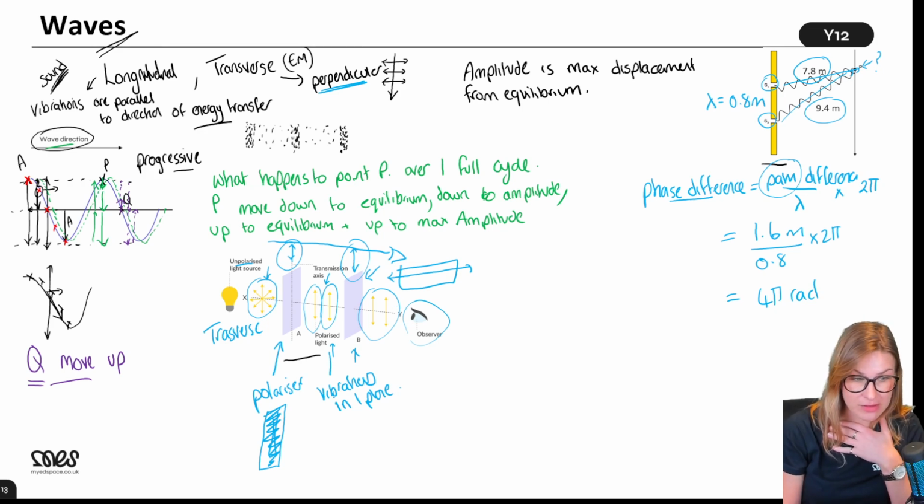Clearly, if I only have waves vibrating on one plane, in this vertical plane, and I put my polarizer horizontal, none of the waves are vibrating in that horizontal direction. So no waves are going to get through, and I would see nothing.